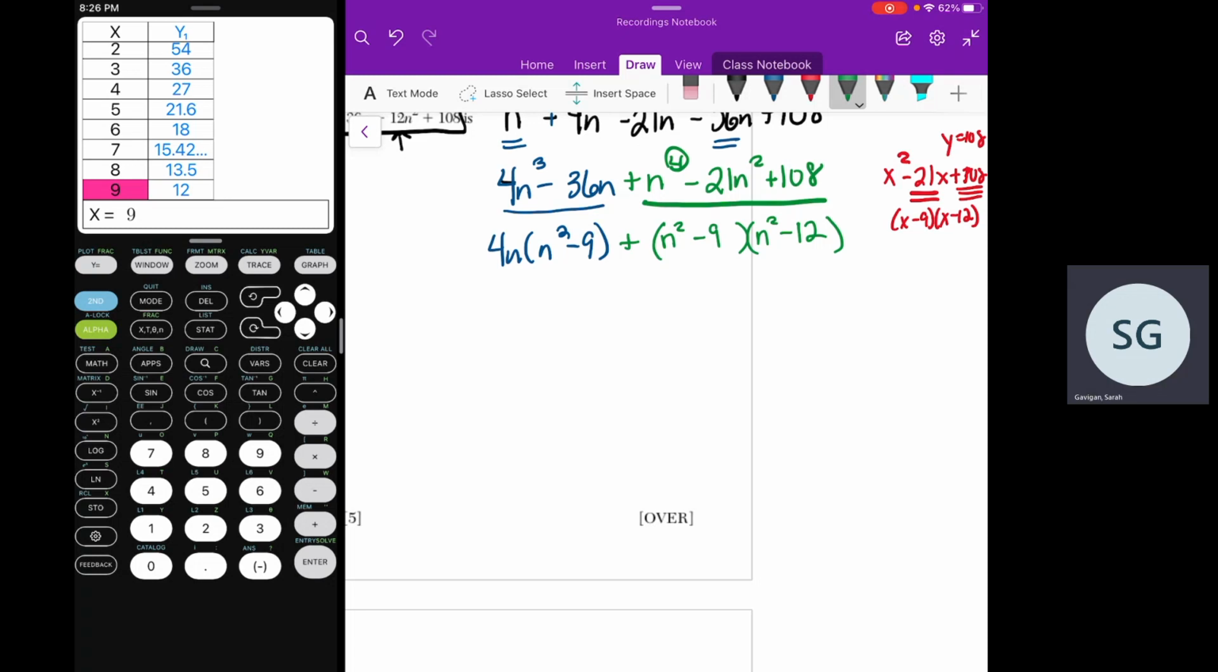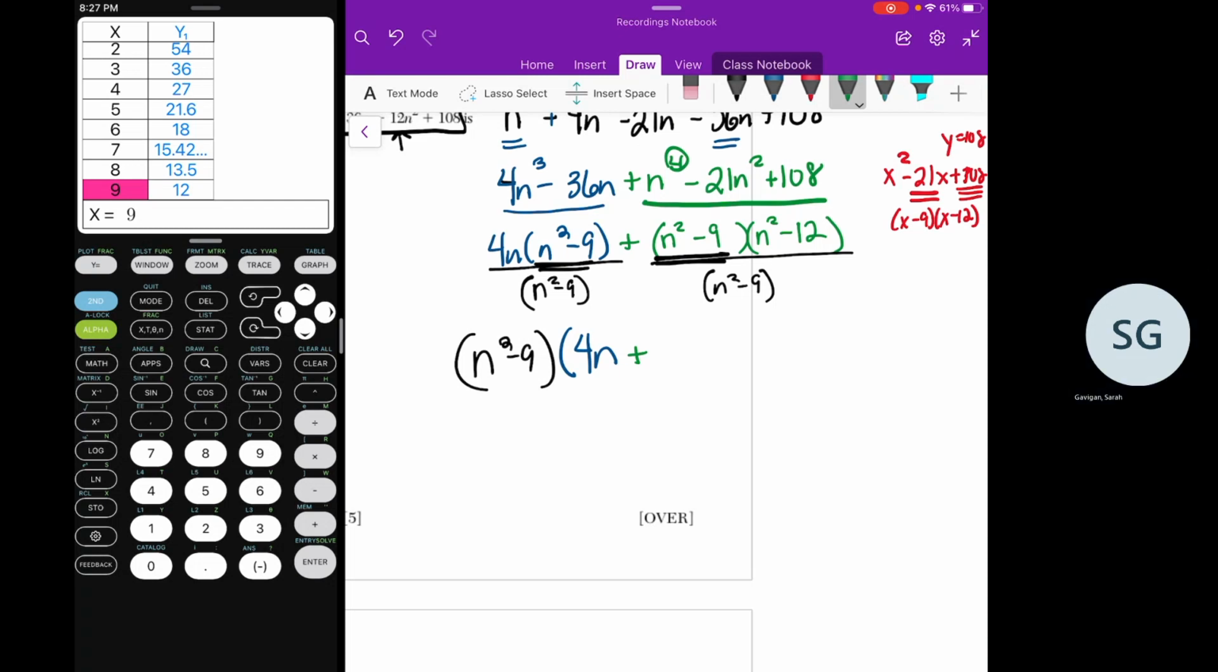Now, if you're looking at this whole chunk of stuff together, what you can see is that there's a greatest common factor here. So if we factor that out, and to factor, you divide it out, let's factor out that n squared minus 9. So we're going to have n squared minus 9, and what's left over from the blue is 4n, and what's left over from the green is n squared minus 12.